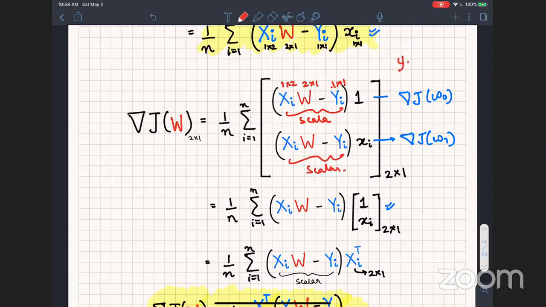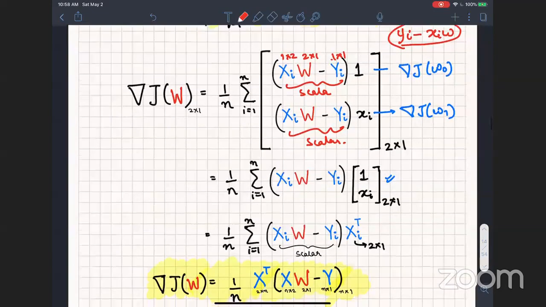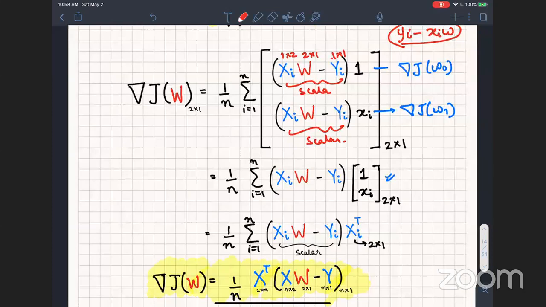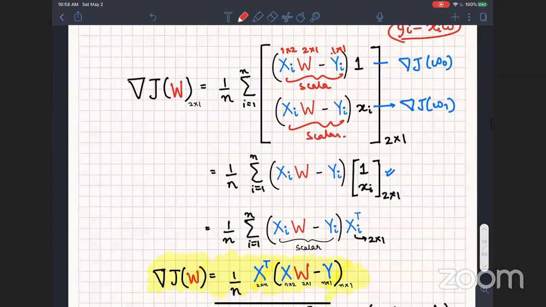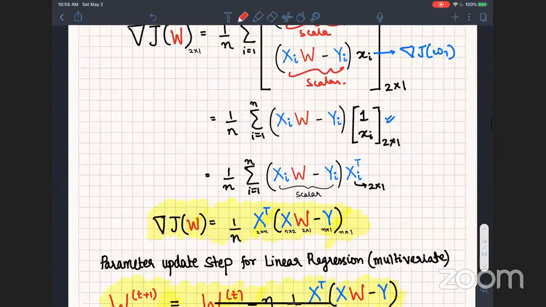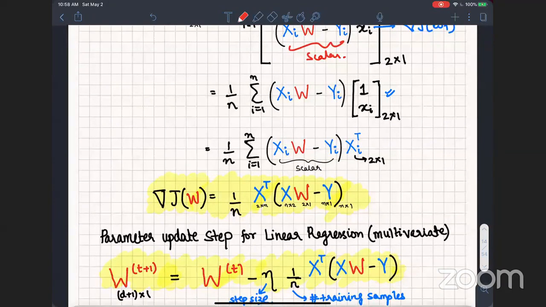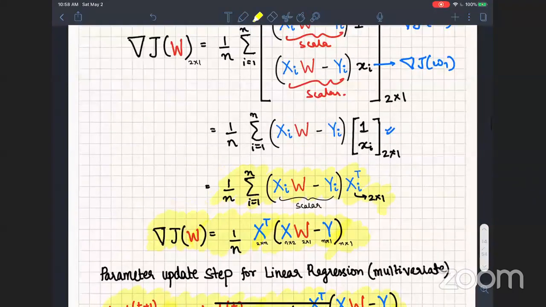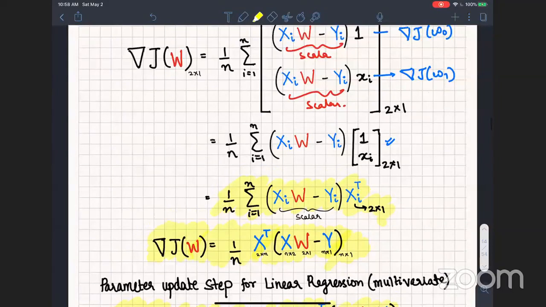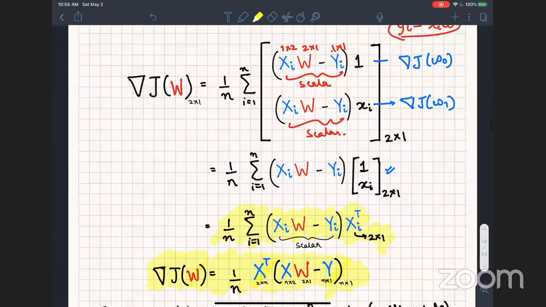So remember, the error was yi minus xiw, right? So this is just the error for that one sample, or you could say the negative of error in terms of convention. So this is error, and this is error times the value at that point, xi. If you put them into one equation, you would get this term, where this xi transpose is nothing but stacking 1 and xi, because I can take the scalar out and then you can have this.